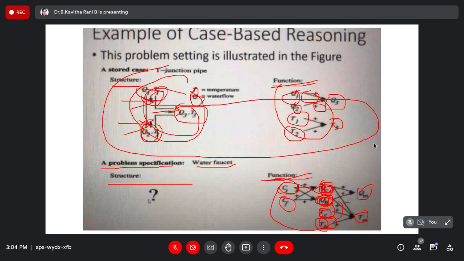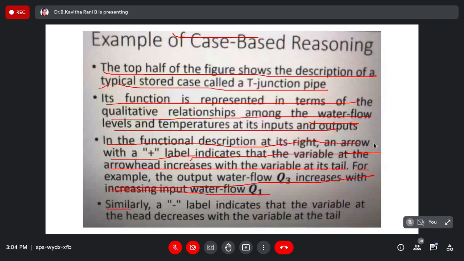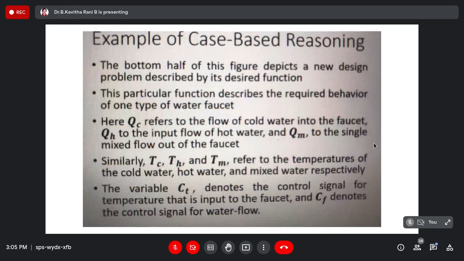If Q1 increases, Q3 also increases. If Q2 increases, Q3 also increases. So according to the water flow, the output will be increased. According to the temperature, the output temperature will be increased. Okay. Similarly, a minus label indicates that the variable at the head decreases with the variable at the tail. If we decrease it on the input side, the output side will also decrease.